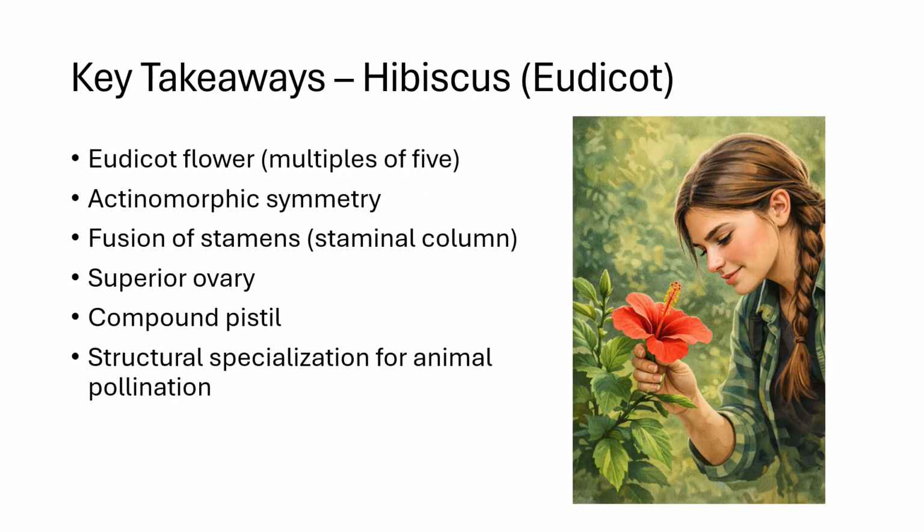To summarize the hibiscus, it represents the Eudicot pattern, parts in multiples of 5. It shows more fusion, especially in the staminal column. It has a compound pistil. Its structure reflects specialization for animal pollination. When you compare lily and hibiscus, you're not just comparing two flowers. You're comparing two major evolutionary lineages of flowering plants. And once again, structure supports function.